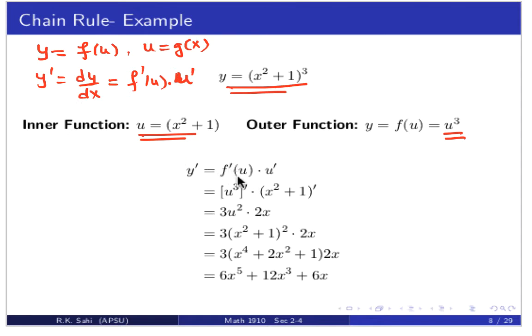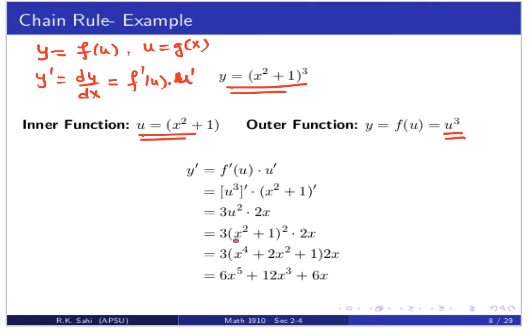Y prime is what? F prime of u times u prime. So what is f prime of u? U cubed, taking the derivative, times u prime. Now remember, u is x squared plus 1, and you take the derivative of that. When you take the derivative of u cubed, what is it? 3u squared times 2x. Now remember, you made the substitution of u to be the inner function, x squared plus 1. So substitute x squared plus 1 in place of u, because your final answer should always be in terms of x, sorry. So it is 3 times x squared plus 1 the whole square times 2x.